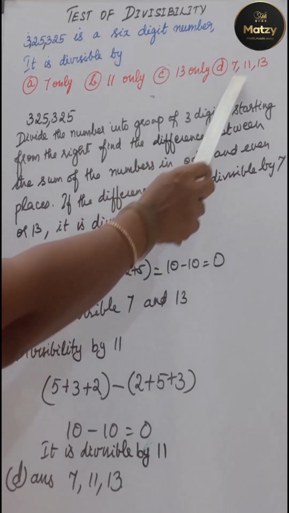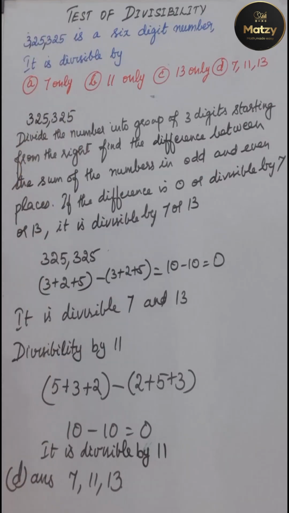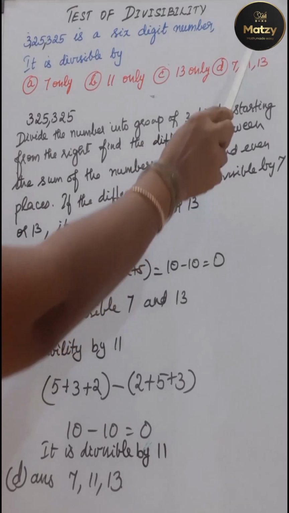So the correct option is D option. That 3,25,325 is divisible by 7, 11 and 13.